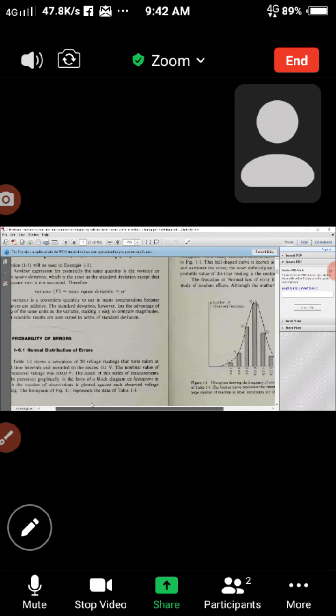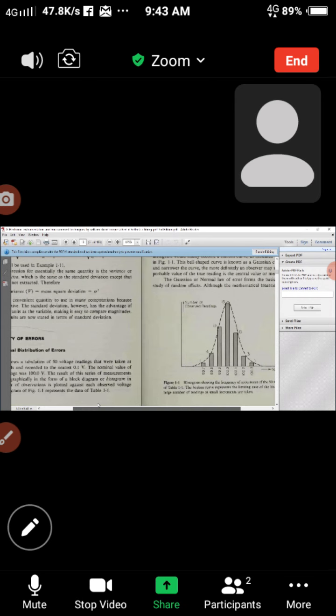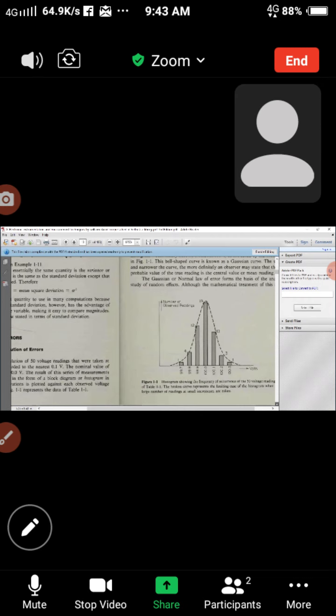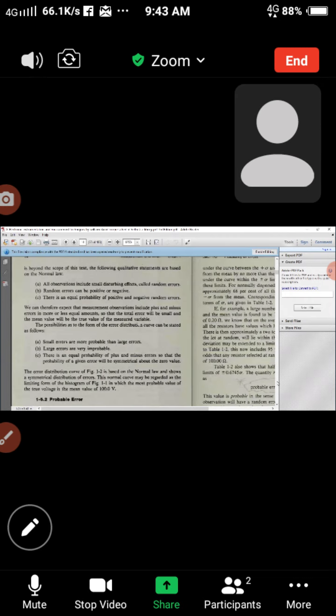Normal distribution of errors. There will be a question in the question paper: explain probability of error. What is normal distribution of error? What is Gaussian probability distribution of errors? Under this you have to draw this figure and write the observations under this. Let us switch to what we observed.